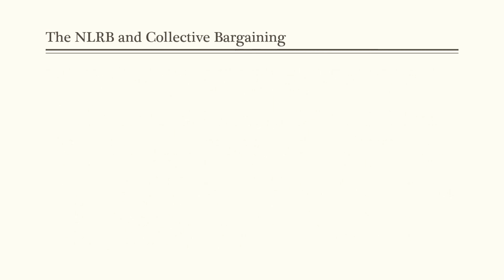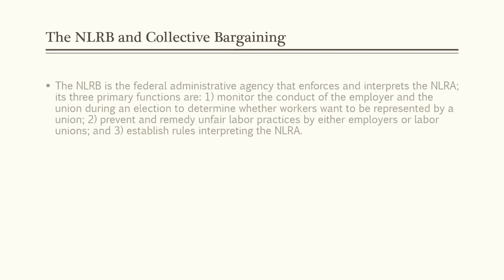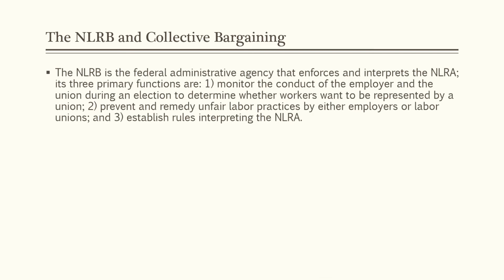The final topic we're going to discuss today is the NLRB and collective bargaining. The NLRB is the federal administrative agency that enforces and interprets the NLRA. Its 3 primary functions are to monitor the conduct of the employer and the union during an election to determine whether workers want to be represented by a union, to prevent and remedy unfair labor practices by either employers or labor unions, and to establish rules interpreting the NLRA.